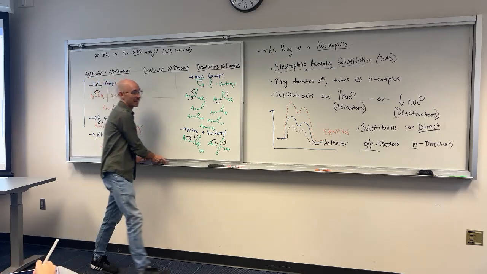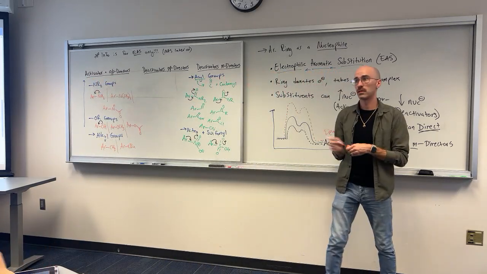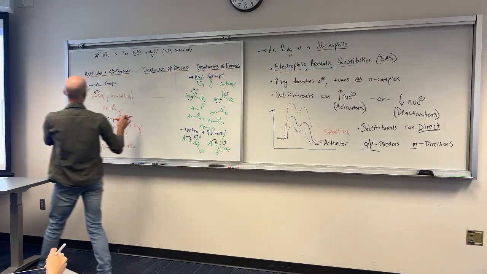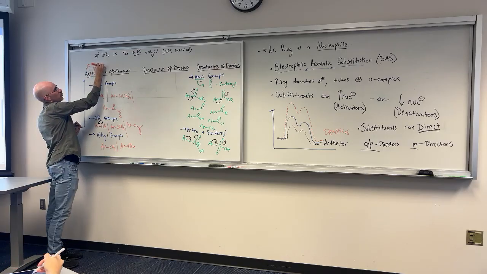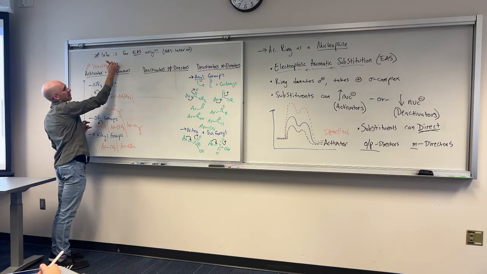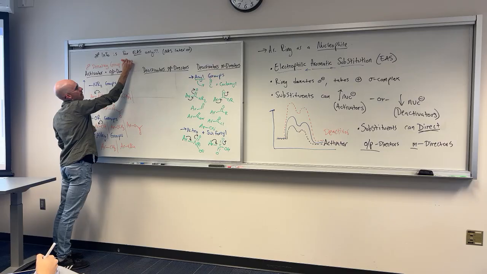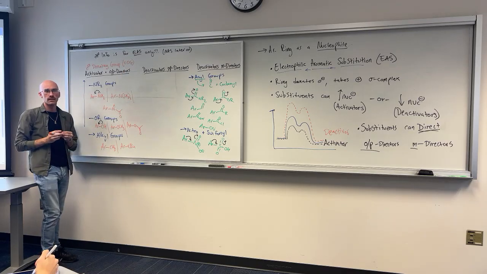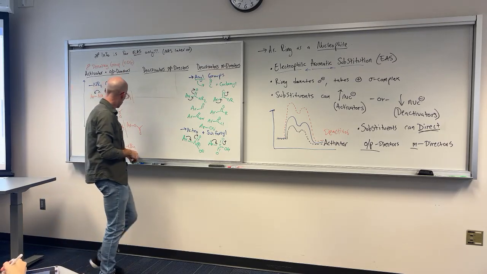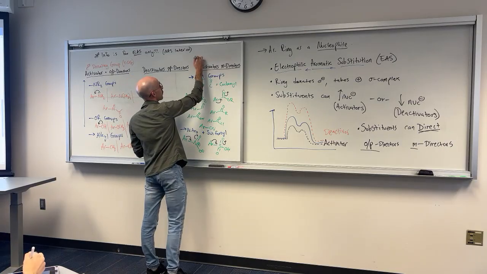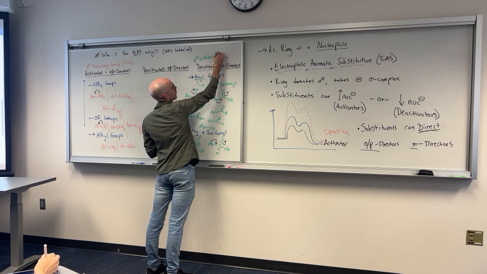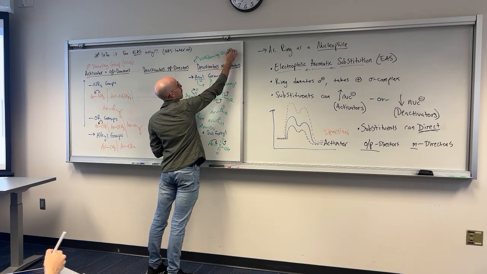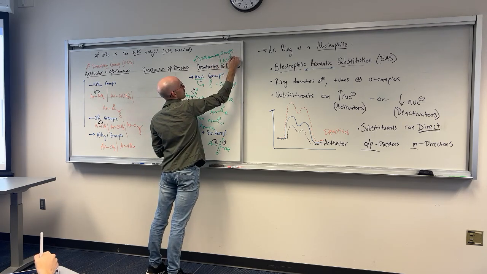Now we have some very nice names for these groups. Groups that very clearly donate electrons, we call electron donating groups, and we abbreviate it as EDG. Groups that pull electrons from the ring are electron withdrawing groups, and we call them EWGs.